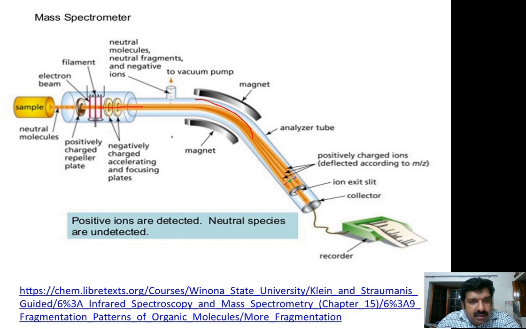So we can conclude that the mass spectrometer consists of mainly three parts. One is the ionization chamber, the second one is the mass analyzer, and the third one is the ion detector. The duty of the ionization chamber is to create charged fragmented molecular ions of the respective organic compound.